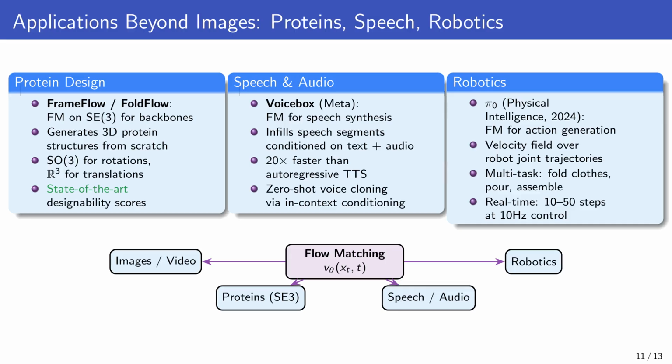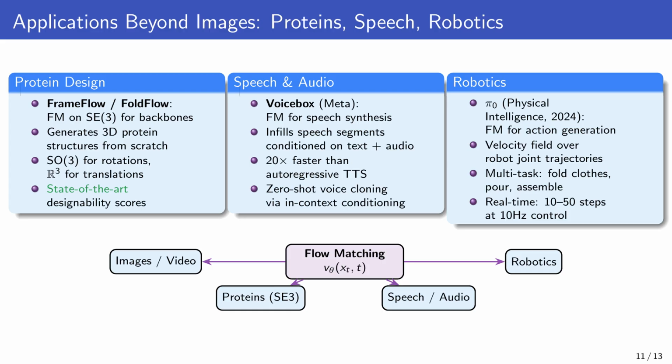FrameFlow and FoldFlow use flow matching on the special Euclidean group SE3 to generate 3D protein backbone structures from scratch. The state space is a product of SO3 for rotations and R3 for translations, one for each amino acid residue. This is a natural fit for the manifold extension of FM that we will cover in Lecture 6. These models achieve state-of-the-art designability scores, meaning the generated structures can actually fold into the predicted shapes.